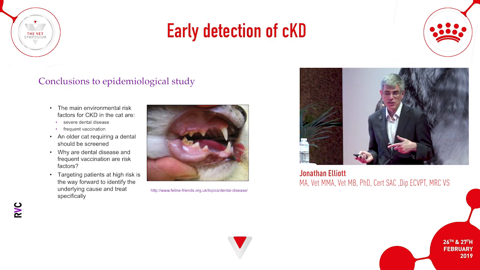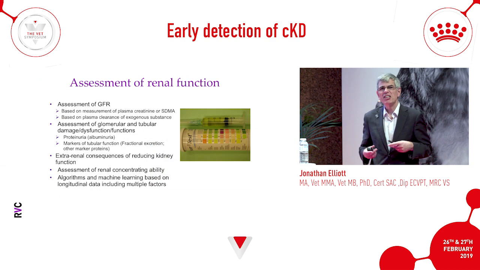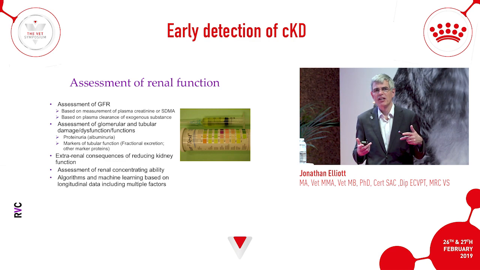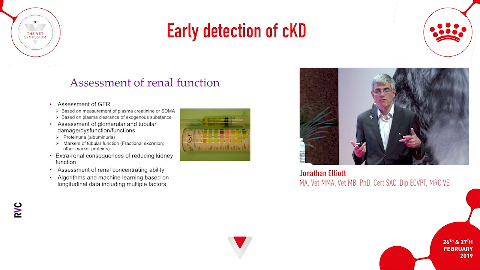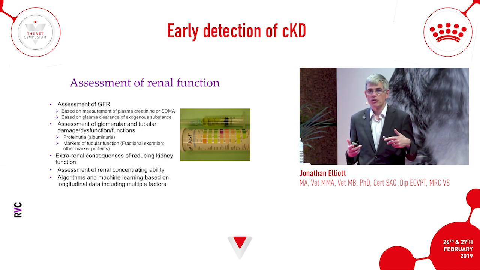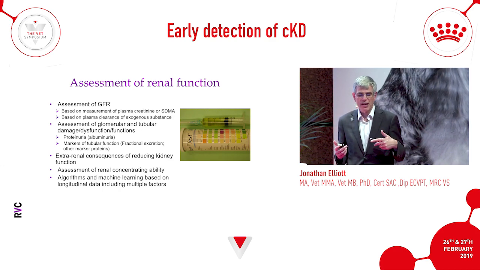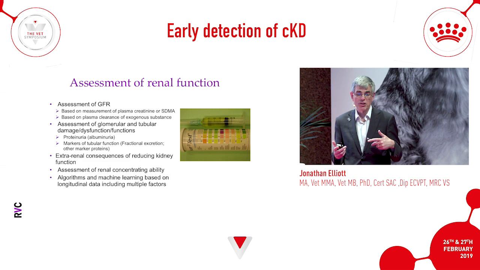So having talked about that epidemiology, and we haven't got enough epidemiological data about chronic kidney disease in cats to understand what the risk factors are and which are modifiable to help us to protect cats from chronic kidney disease, what I want to spend the rest of the lecture talking about is assessment of renal function.